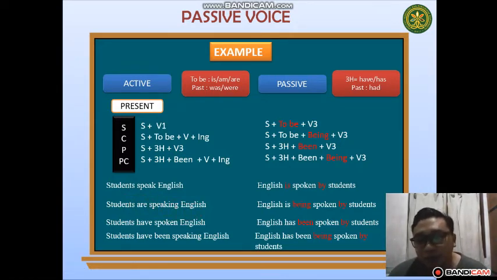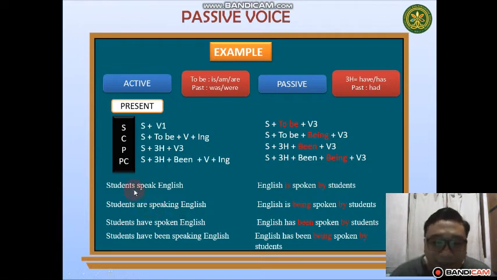If you want to do the passive one, same as before, you should include being and by. So the sentence will be English is being spoken by students. So here the verb 3 of speak is spoken, and also is to be. The to be is, but if you want it to be continuous, you should put being. That means continuous.